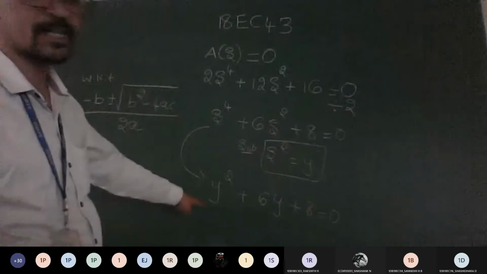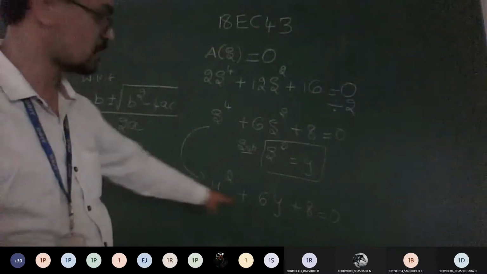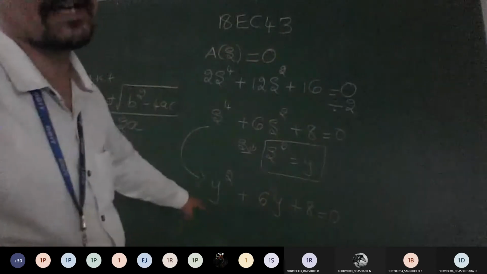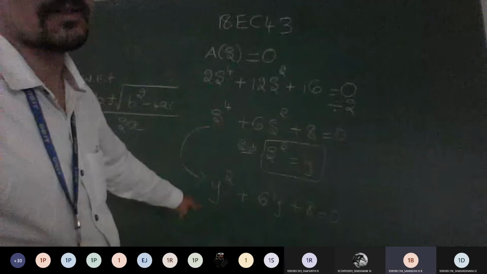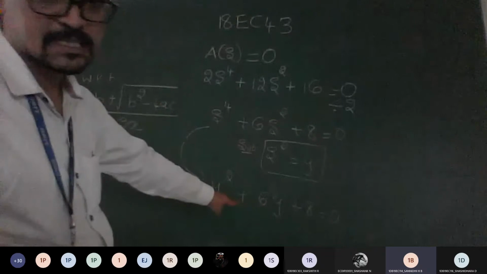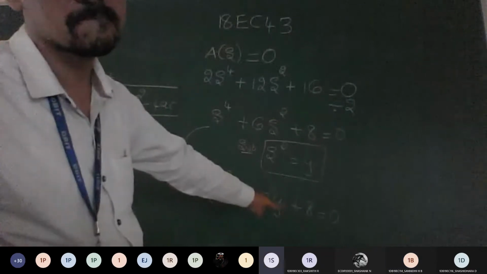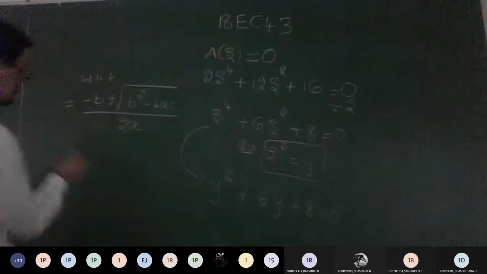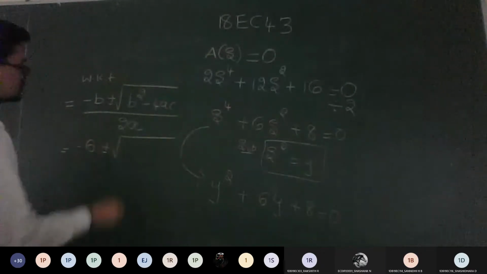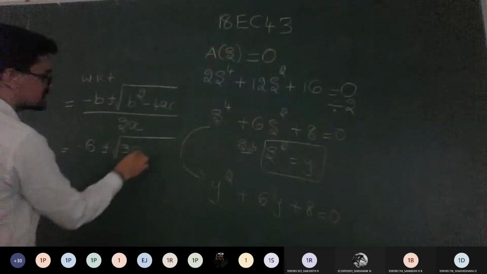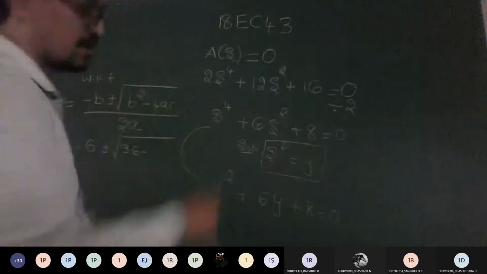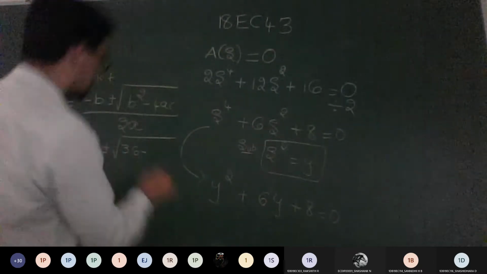Now check here, it's in the form a square plus bx plus c. So what's the value of a here? 1. So b is equal to 6. C is equal to 8. Good. Substitute that and tell me what answer you're going to get. So it's minus 6 plus or minus root of b square, which is 36, minus 4ac. So a is 1 and c is 8, so 4ac is 32.